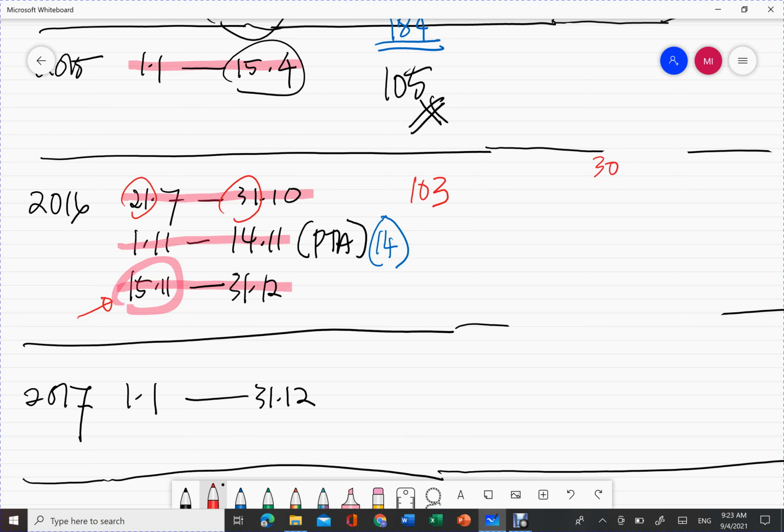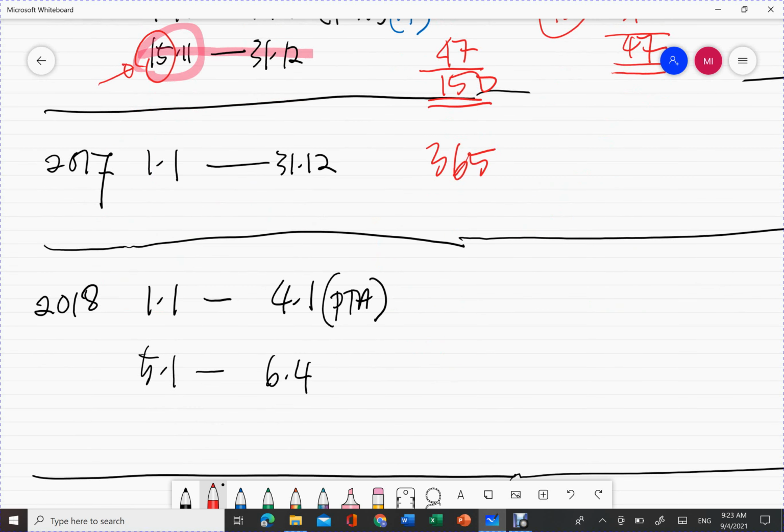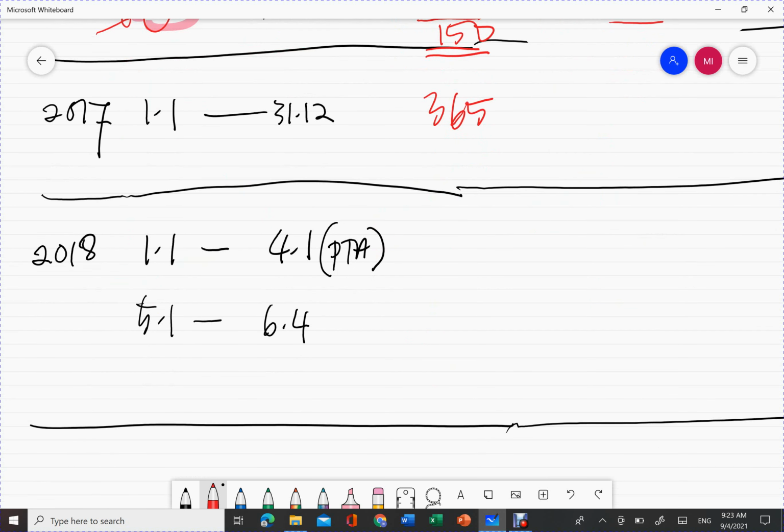This is November. Lepas tu dia stay sampai December kan? December ada 31 days. So the number of days semua ialah 47. This is 47. So total number of days yang dia stay untuk ni ialah 150 hari. Untuk 2017 tak ada masalah. Dia stay in Malaysia throughout the year. So it's 365 days.